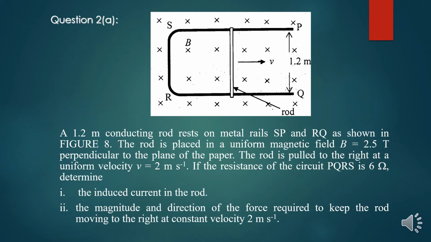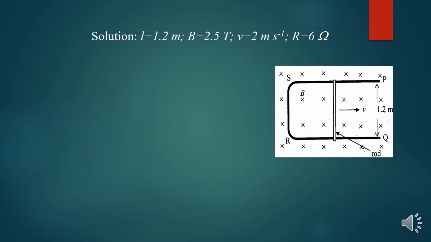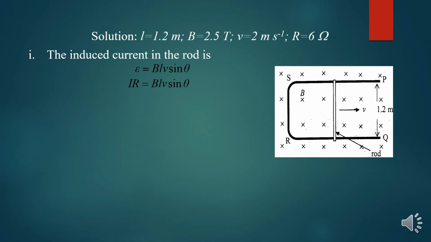Okay, so what we need to do is state and take out all the information given. L equal to 1.2 meter, B equal to 2.5 Tesla, V equal to 2 meter per second, and R equal to 6 ohm. We need to take out all the information and refer to the diagram again. Okay, here is our diagram. Now, for question number 1, to determine the induced current in the rod, by using EMF equal to BLV sin theta, we can determine the value of induced current.